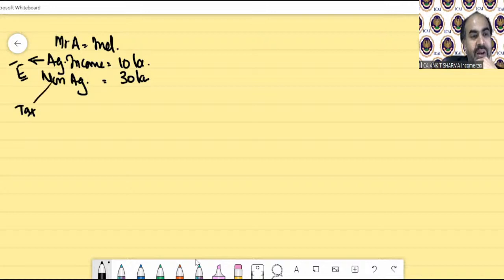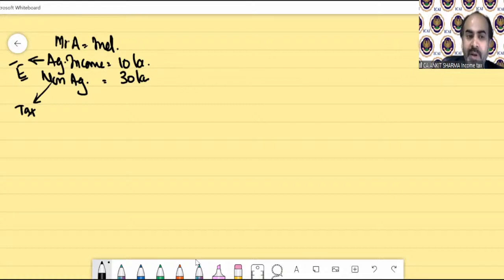So I calculate tax on only non-agricultural income with normal provision. If nothing is given in the question, like Mr. A's age, etc., then always assume less than 60 years of age and resident. This is the basic concept. If the age, etc., is not given in the question, take the person as an individual, less than 60 years of age and resident. So I will calculate the tax as per the normal provision.